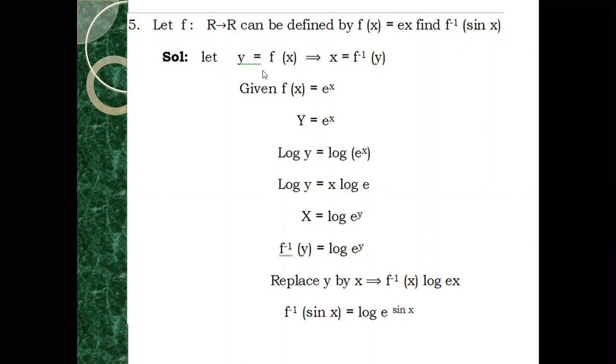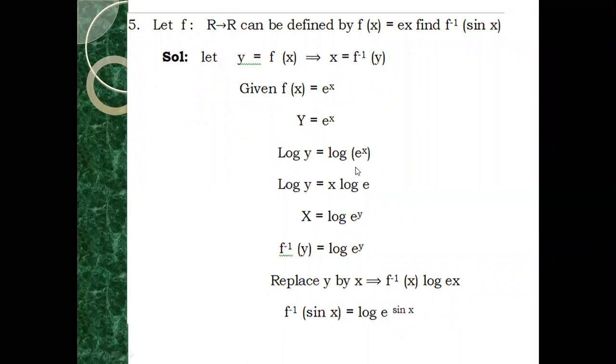So let y is equal to f of x, so x is equal to f inverse of y. Given f of x is equal to e power x, we replace the f of x value: y is equal to e power x. Now we eliminate the exponential function. Take logarithm on both sides. So log y is equal to log e power x.